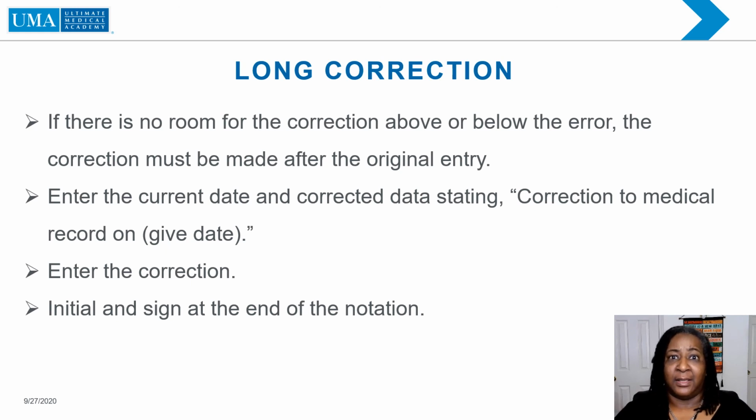We now see a little longer correction than just a simple line. If there's no room for the correction above or below the entry, the correction must be made after the original entry. You enter the date and the corrected data, stating correction to a medical record given, and you will put that date. You enter the correction, and you sign and date at the end of the notation.